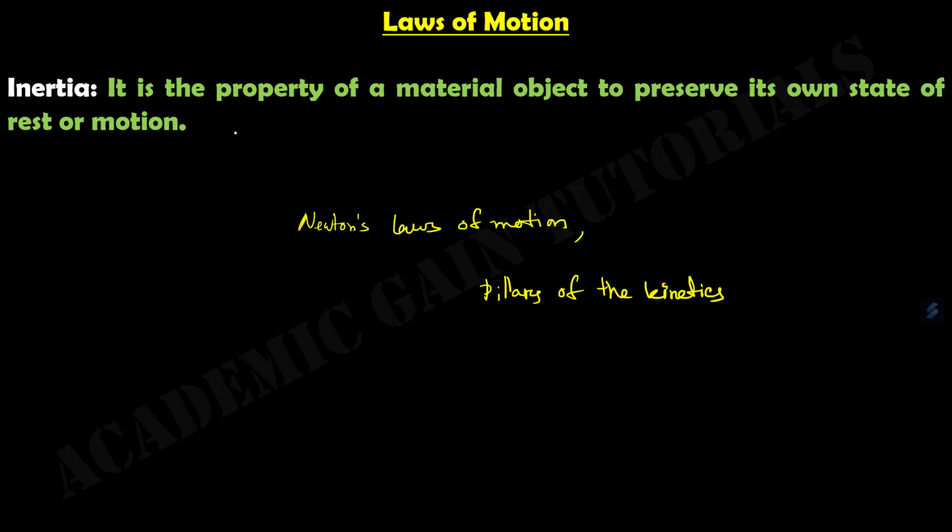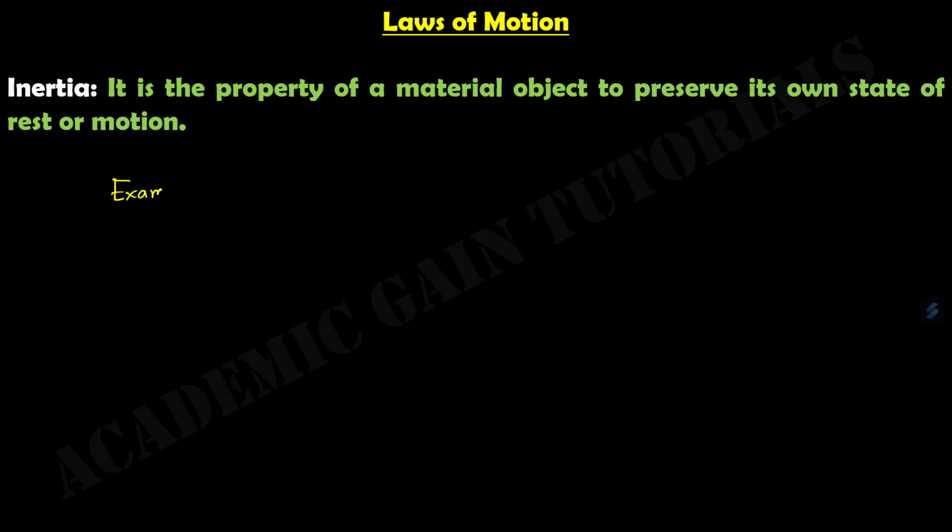The definition of inertia is that it is the property of a material object to preserve its own state of rest or motion. That means this is the property by which a body preserves its state. Suppose we take an example, a bus. This is the bus which is not moving, it is at rest.